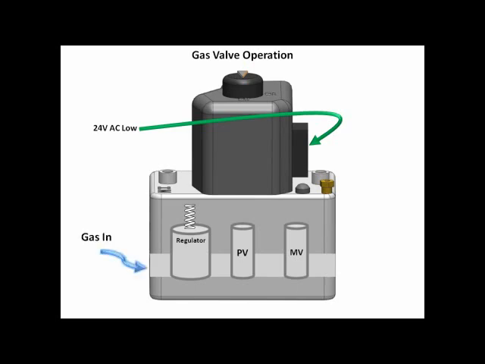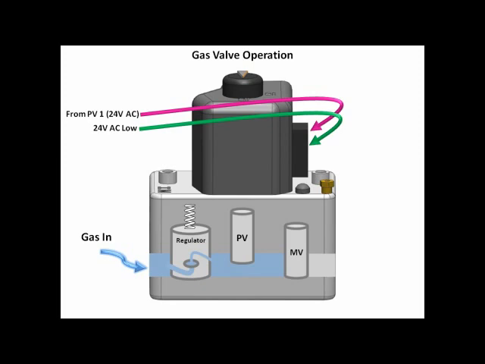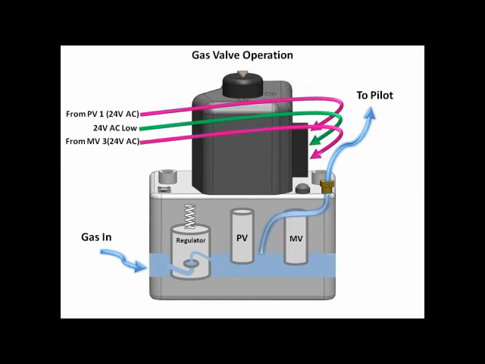The gas valve is redundant. The gas is input and stepped down by the built-in regulator. Then voltage to PV opens the PV solenoid. This allows gas out to the pilot. When voltage is sent to MV, the MV solenoid opens and gas is sent to the main burner.